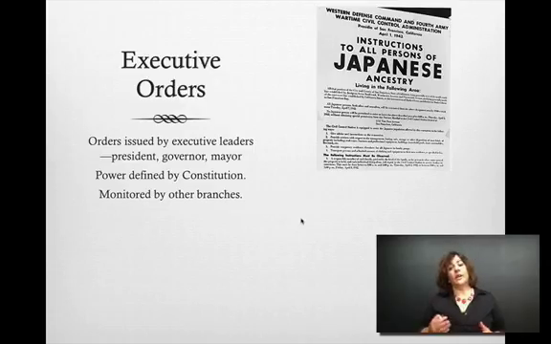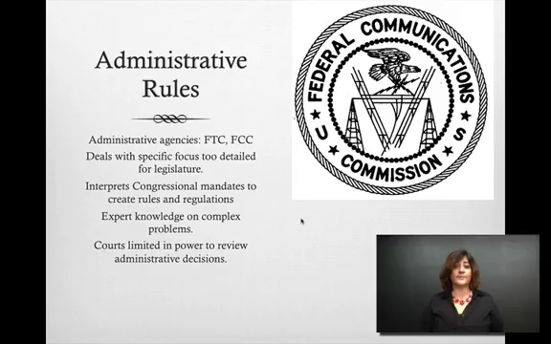And now one of the other areas that we'll look at in terms of how law is made are executive orders. So these are orders that are issued by the leaders in a community. That could be the president, the mayor, the governor. These powers may be defined by the state constitution or the federal constitution. The goal is, of course, that they're monitored by the other branches of government. That's part of that check and balance system that we have.